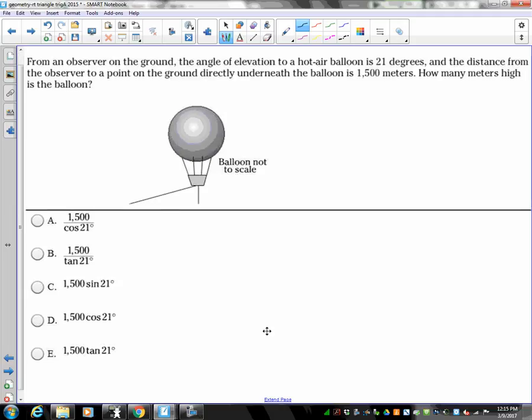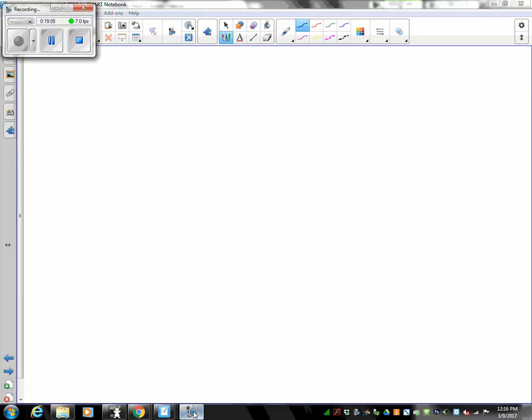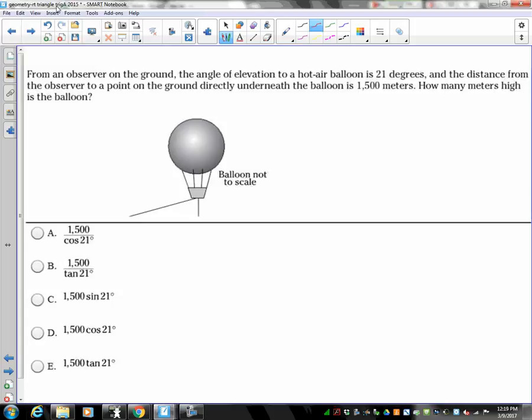Okay, let's look at this one. All right, from an observer on the ground, the angle of elevation to a hot air balloon is 21 degrees. Now, let's take a side note here. We probably need to review this. Okay, so angles of elevation and depression. Let me pause. All right, so here we go. They don't really draw you a good picture here, so I may redraw this. It says from an observer on the ground, the angle of elevation to a hot air balloon is 21 degrees.